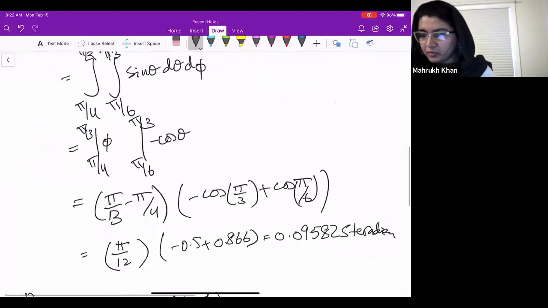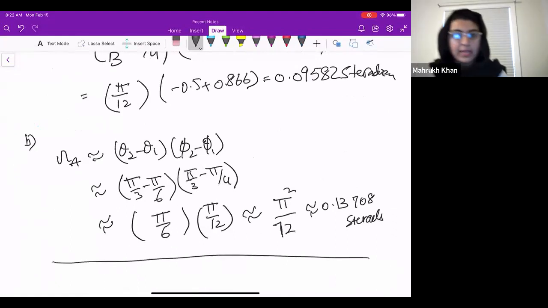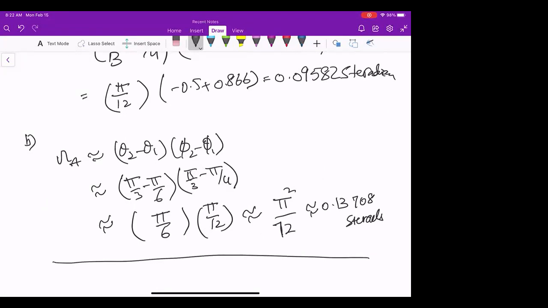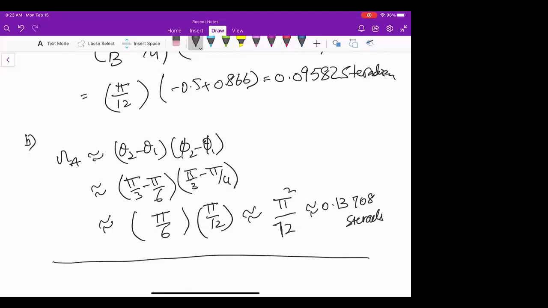I hope it was not too fast this time, but if it is, you can stop me anytime, okay? Professor? Yes. So this is essentially the same method to find the steradians, correct? Yeah. So why is the approximation a little bit bigger than the steradians? Are these considered close together or are they fairly far apart?